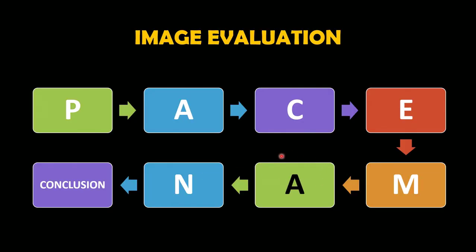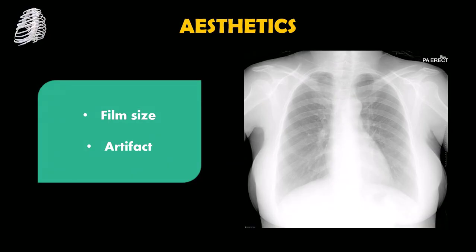Next, let's continue with the second A under PACEMAN, which is aesthetic. The film size used is 35 × 35 cm, which is sufficient to demonstrate all structures of interest. There is no evidence of artifacts seen on this radiograph. However, we can see that the breast shadows are interfering with the structures of interest. In order to improve this, we can ask the patient to shift the breasts laterally.